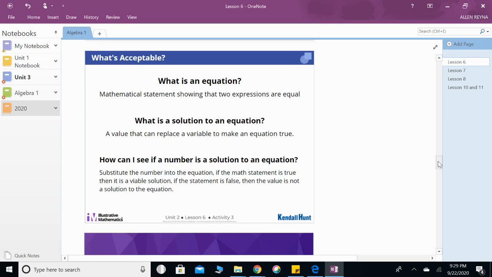Okay, let's review some words. So what is an equation? That's a math statement that has two expressions that are equal. What is the solution to an equation? It's any number that we can put into that equation that will make the equation true. And then how do I see if a number is a solution? So if I give you x equals 2, how do I check to see if that is an answer or not? What you would do is take 2, put it into that equation. If it makes your statement true, then great, it's an answer. However, if you put in 2 and it gives you a false statement, then that means it is not a solution.